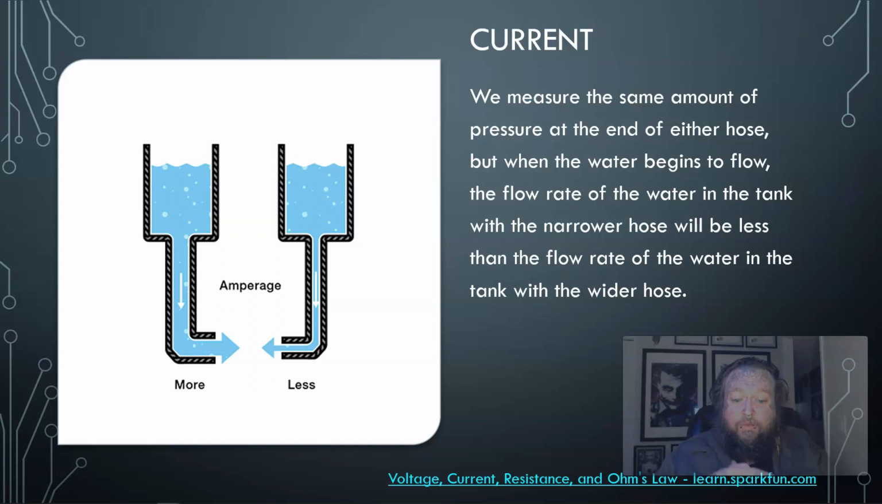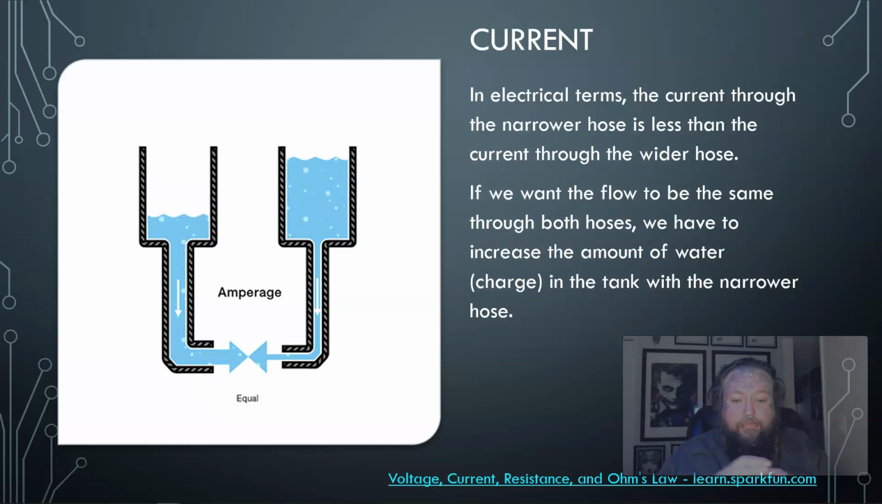So the flow rate of the water tank from the narrow hose will be less than the flow rate from the water tank with the wider hose. And so how much you get coming out of that, and then what you can actually do with it. So in electrical terms, the current through the narrow hose is less than the current through the wider hose. If we want the flow to be the same through both hoses, we have to increase the amount of water or charge in the tank with the narrow hose.